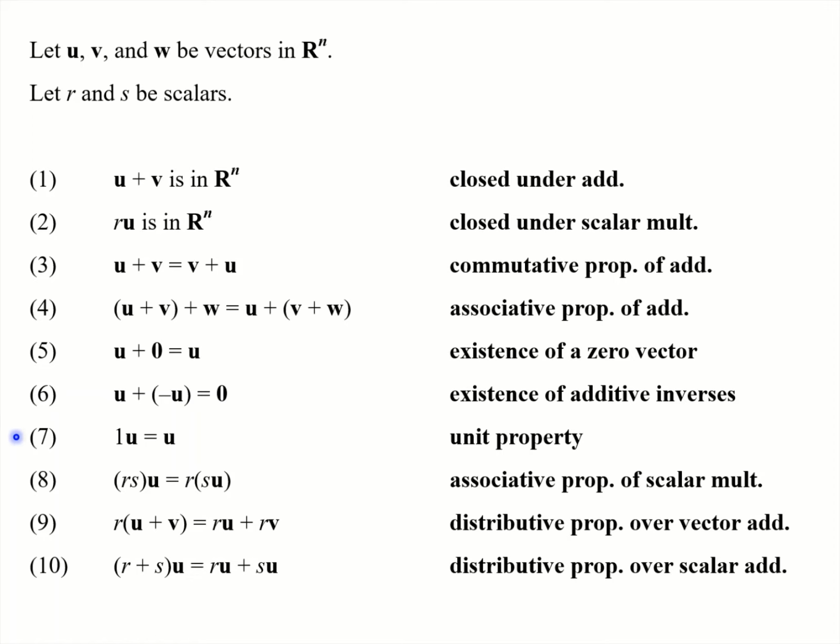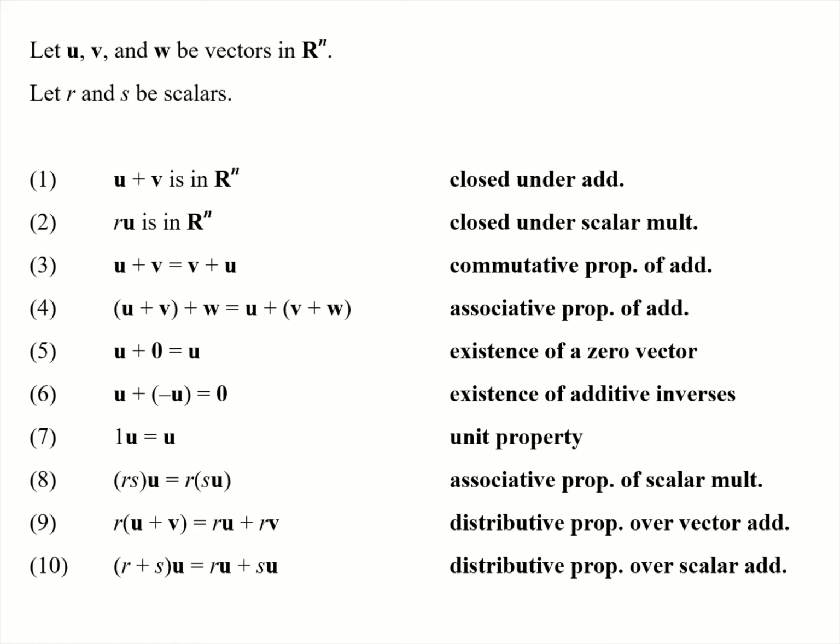Unit property: 1 times any vector is that vector. Some of these properties you're looking at and you're saying these are stupid, but in the world of math, theoretical things can be a little bit more complicated, especially if you're looking at more general cases. Associative property of scalar multiplication, the distributive property over vector addition, and the distributive property over scalar addition.